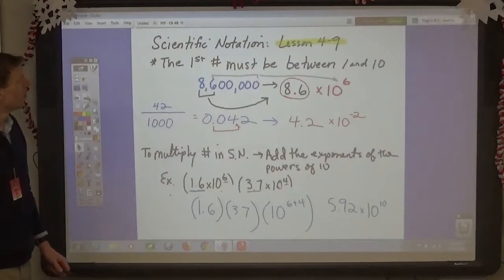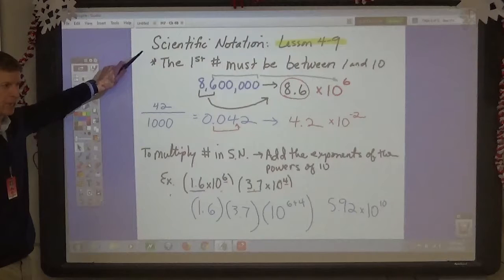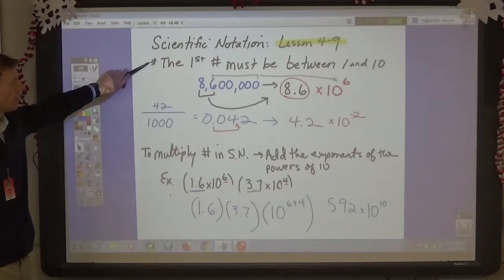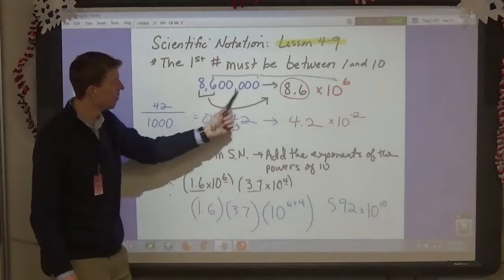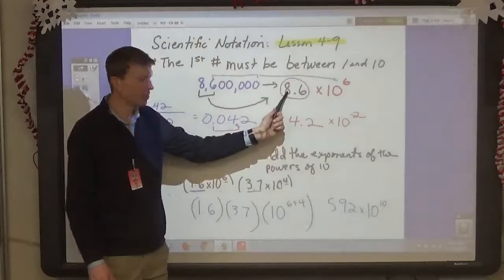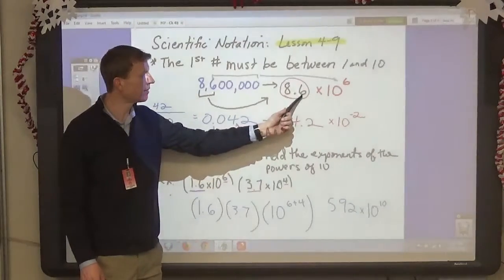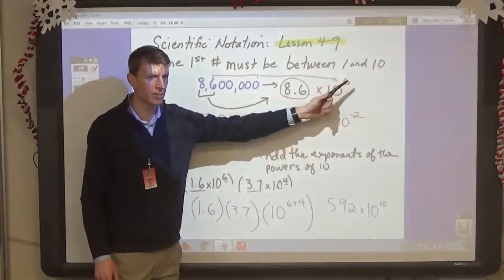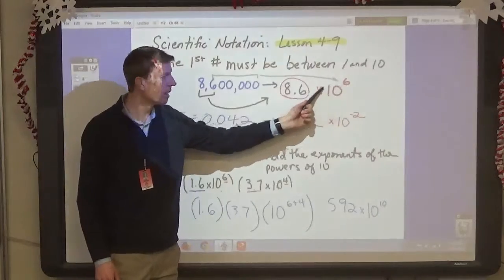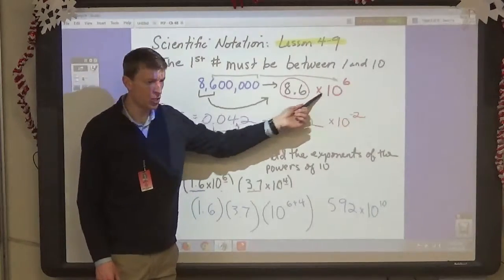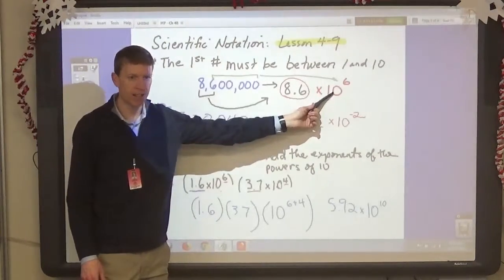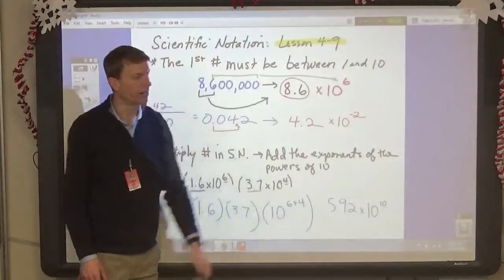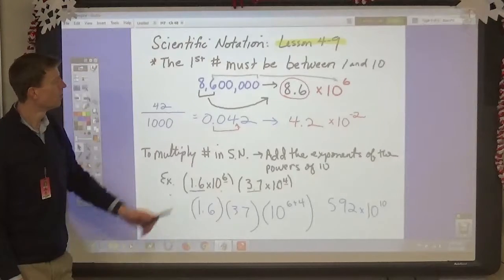So, how do you write scientific notation? Well, the first thing about scientific notation is that this number is in scientific notation when it says 8.6 times 10 to the 6th power. This is how you write a number in scientific notation. It'll always have a times 10 and then an exponent.